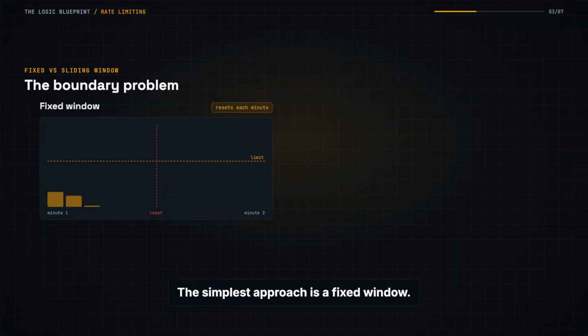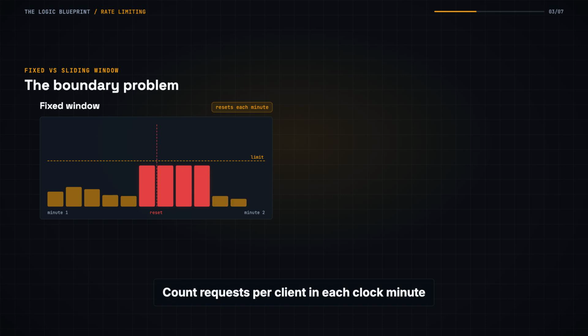The simplest approach is a fixed window. Count requests per client in each clock minute and reset at the top of the minute. It is easy, but it has a flaw at the boundary. A client can send a full burst at the end of 1 minute and another full burst at the start of the next, doubling the real rate across that boundary.